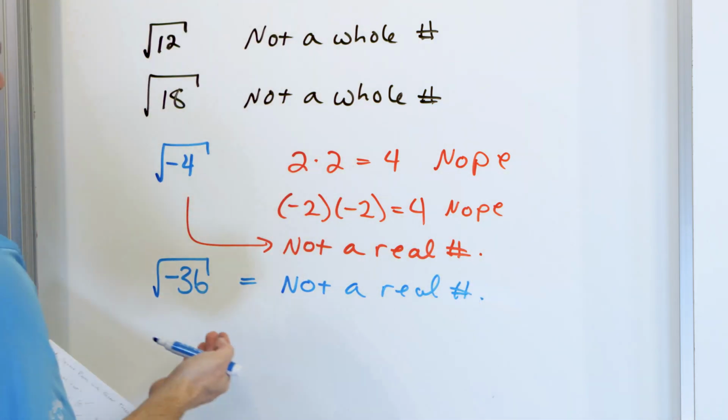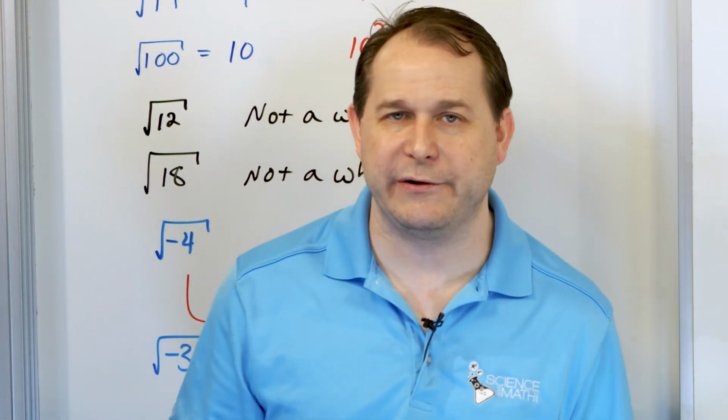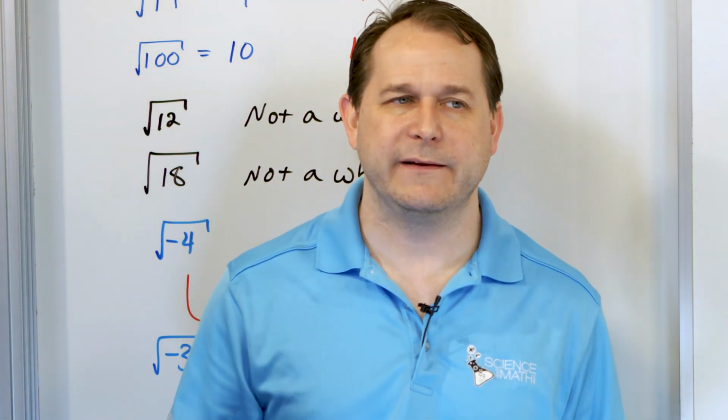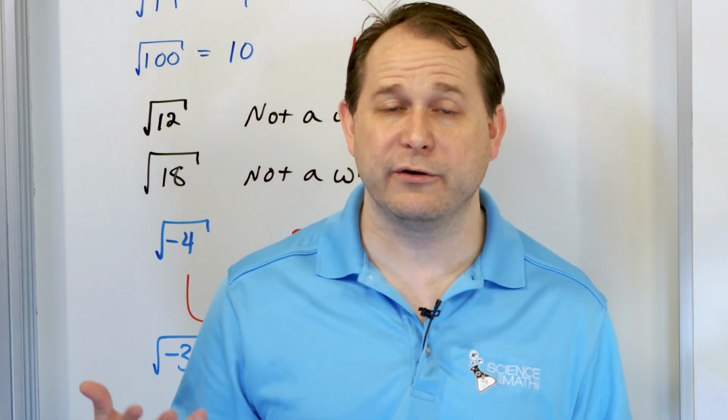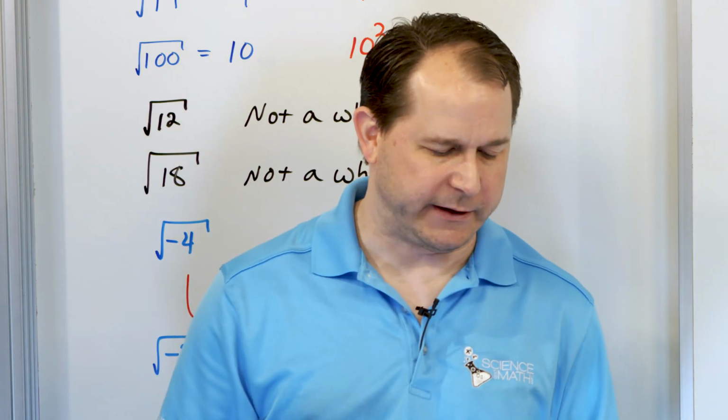But as a preview, we will be able to take square roots of negative numbers later on using what we call imaginary numbers. And that's a crazy, weird name, and I don't actually like that name very much, but it turns out imaginary numbers are really, really useful. Just not right now. Let's get there when we get there.